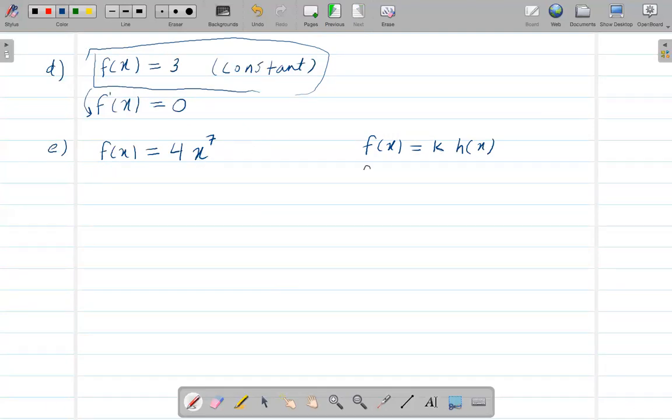Then in this kind of case, if I want to take the derivative of this, since these two are multiplying here, then this thing in the front is going to stay there. It will not change. Now I just have to take the derivative of this variable part.